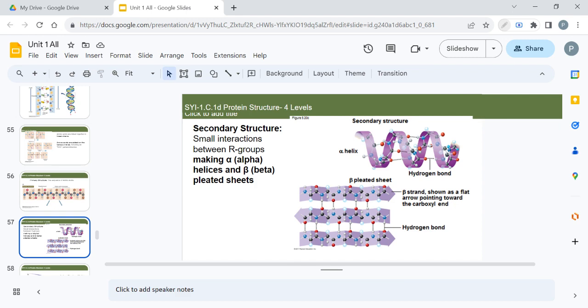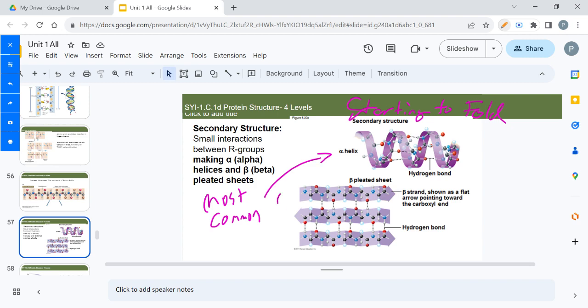Secondary structures. This is when we are starting to fold. Secondary structures are the most common stuff that you see, and there are two different structures. You have the alpha helix and you have what's called beta pleated sheets.